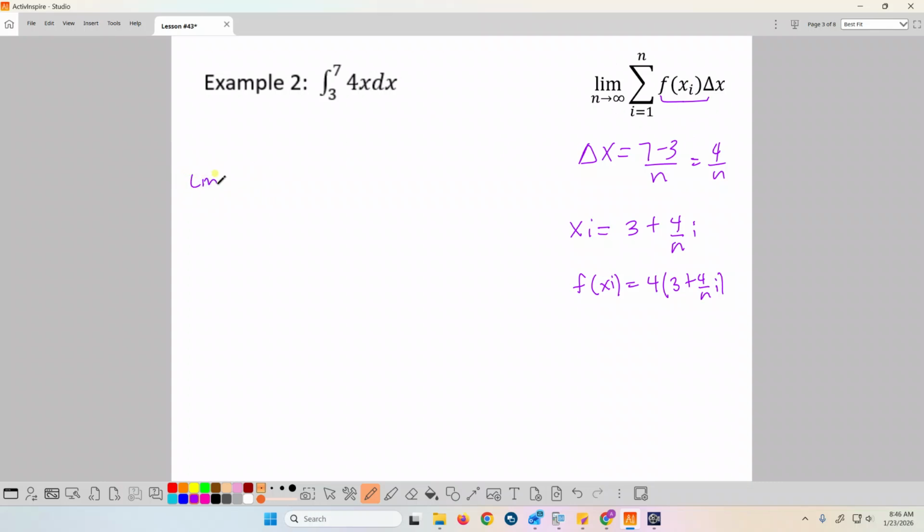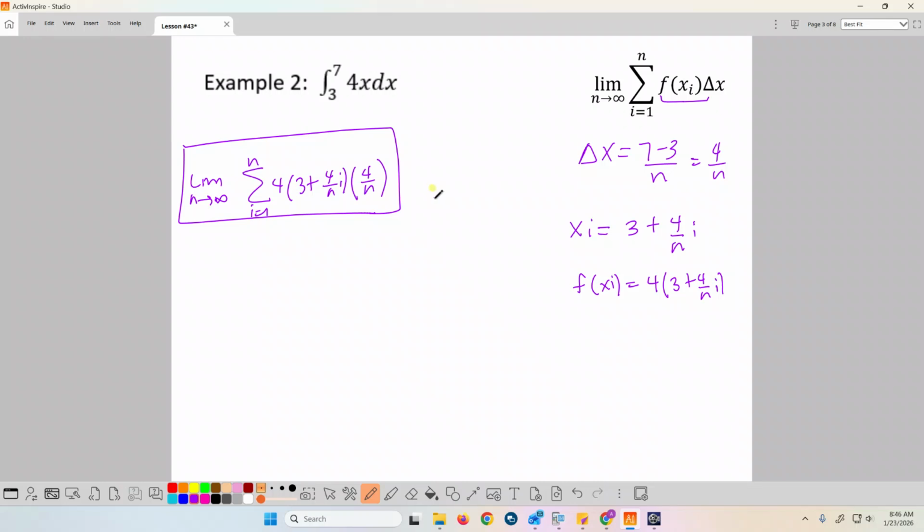All right. So let's go ahead and write limit as n approaches infinity. We write our summation notation. We go from 1 to n as n approaches infinity, remember. Okay. So we got this first part already, right? That's just this 4 times 3 plus 4 over n i times the base, which we said was 4 over n. And that's all it is, all right? Nice and easy, writing it as a definition of a Riemann sum.